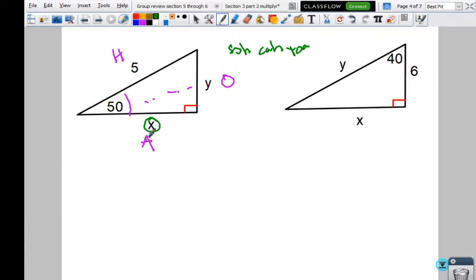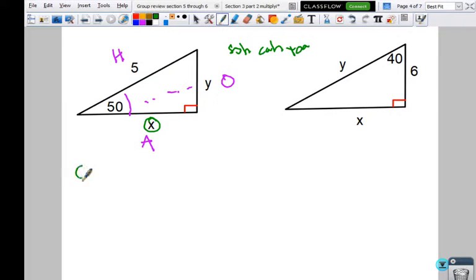So I'm going to find x, right? X is my adjacent, right? So if x is adjacent, which side has an actual number on it already? The hypotenuse, right? It's got a 5 here. So I want to find my adjacent, and I have my hypotenuse. Which one of these 3 things, sine, cosine, or tangent, uses adjacent and hypotenuse? Cosine. So I'm going to set up cosine.